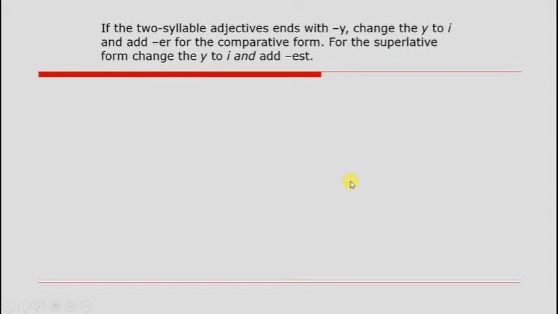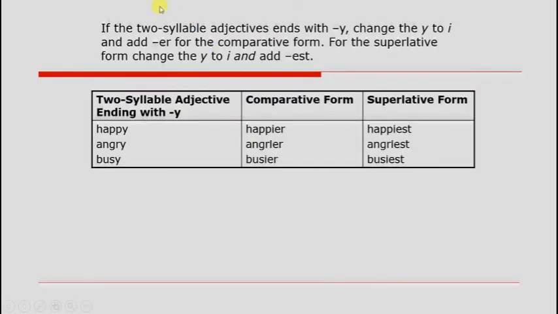But guys, be careful. If the two-syllable adjectives end with Y, like happy, angry, and busy. They are two syllables, yes, but we have Y at the end here. So what to do?